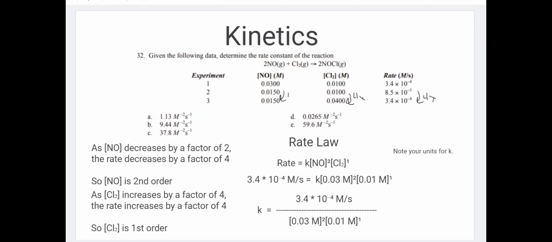Okay, so here I went with trial 1, plugged in the rate and the concentration of NO and Cl2, and therefore isolated K. And make sure you note your units for K, because it could be molarity to the -1, the -2, -3, it can be anything. So here K ends up equaling the rate over the concentration of NO to the power of 2 times the concentration of Cl2 to the power of 1. And make sure to keep track of your units, and you get about 38 molar to the -2 seconds to the -1. And so that's going to be C.